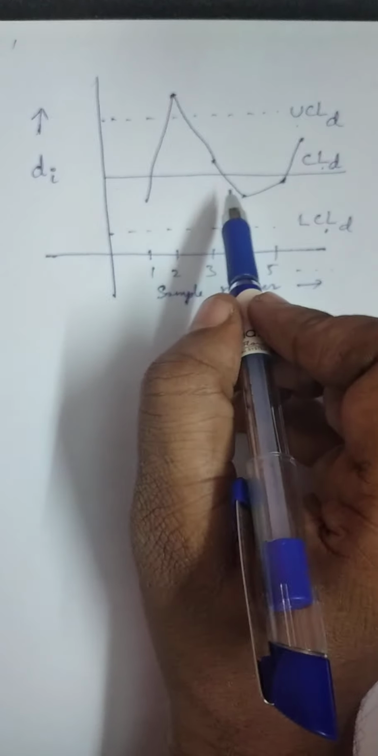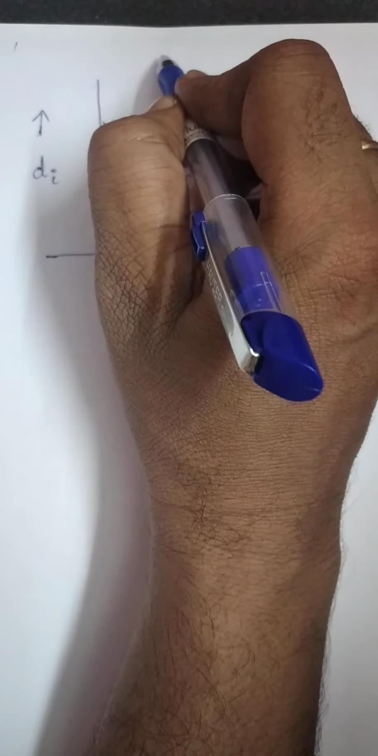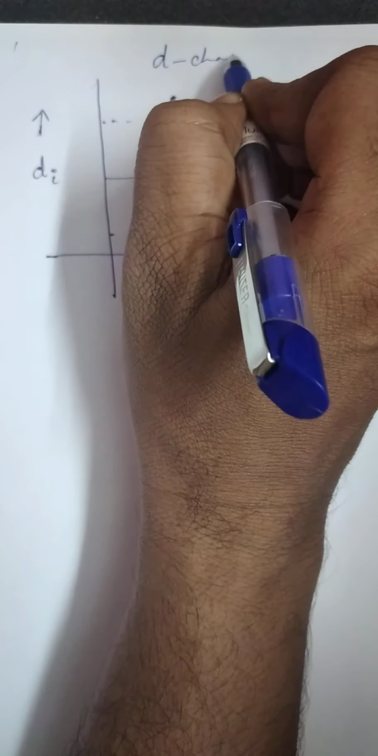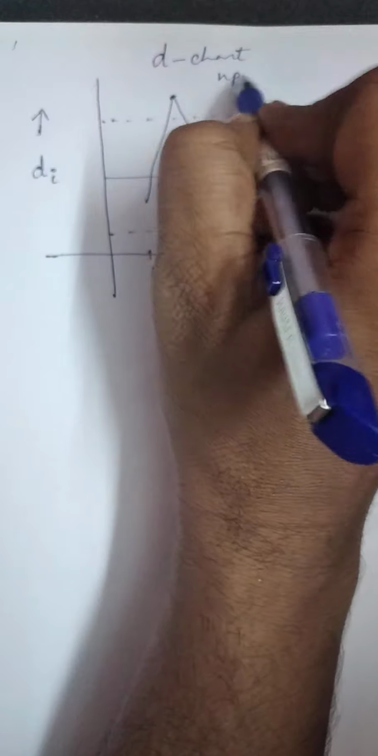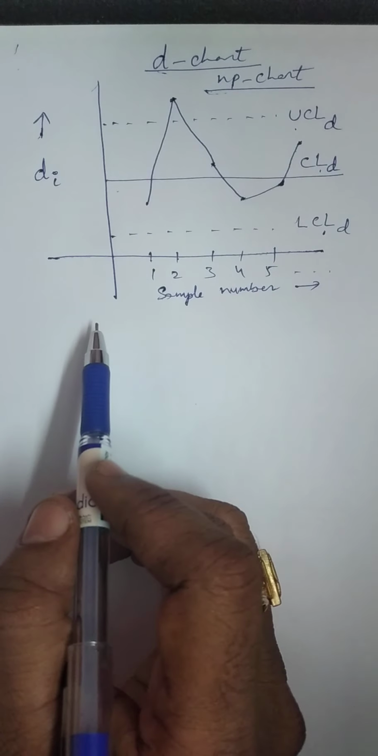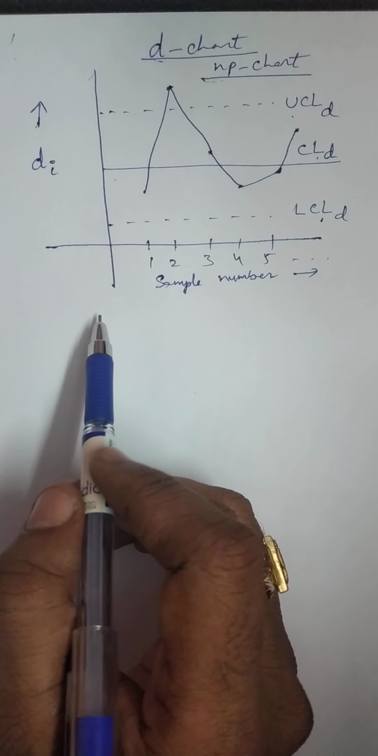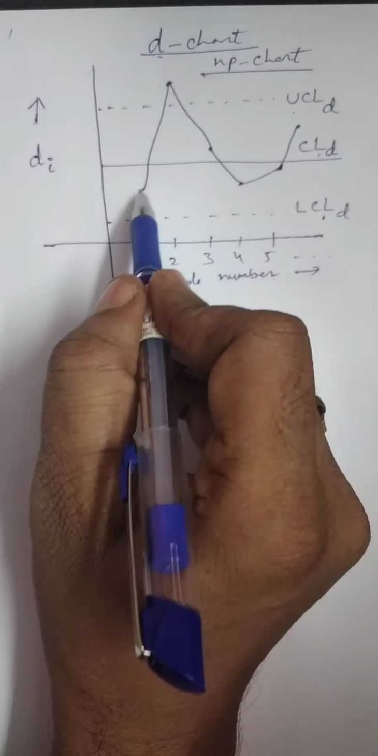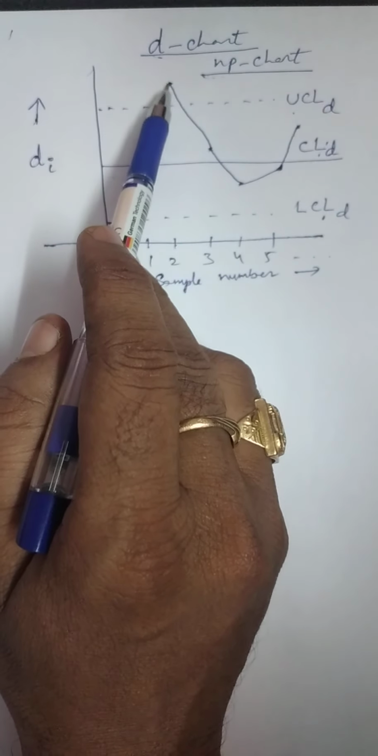Obviously, now you see I have drawn a control chart. This control chart is nothing but the D chart or NP chart. Now you see this specification. In this specification, if you observe the control chart, one point falls above UCL.